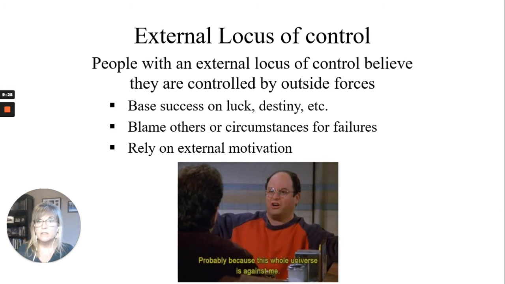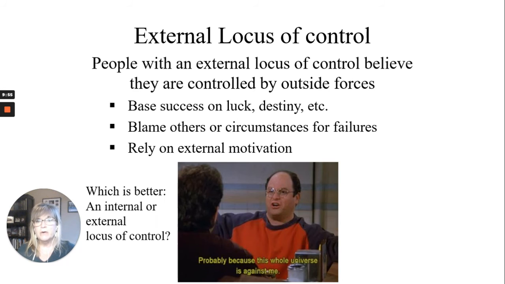An external locus of control is where people believe that they're controlled by outside forces. They base their success on luck, not hard work. It's just, something good happened to them. They believe in destiny, that things happen and you don't have any control over it. And if they have a failure, they blame other people or the circumstances for that failure. And they tend to rely on external motivation.